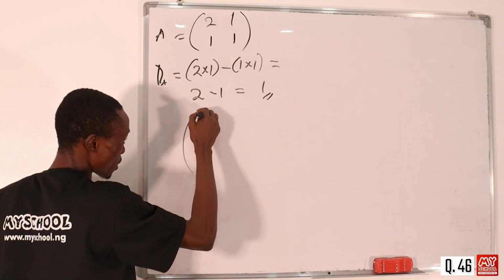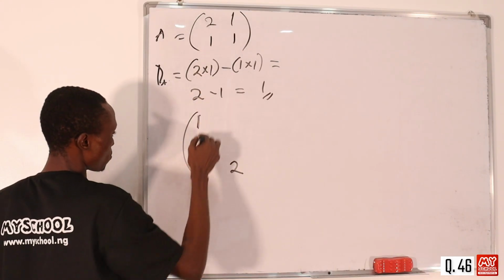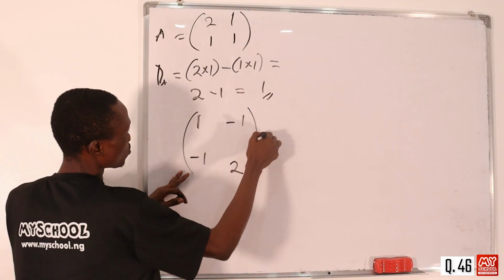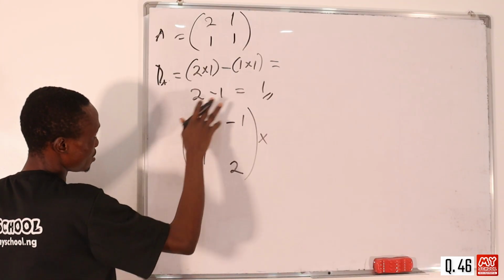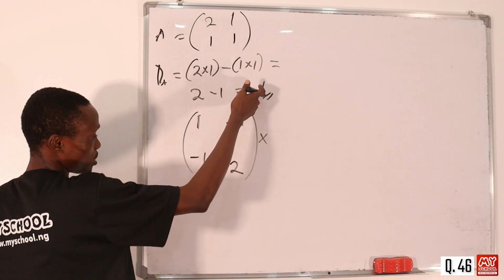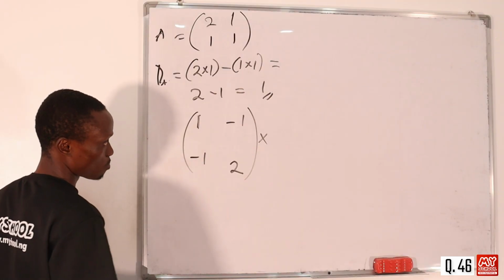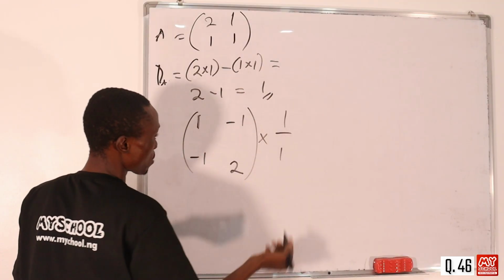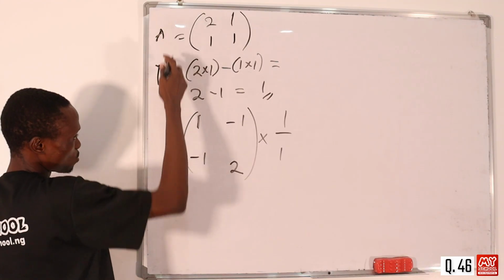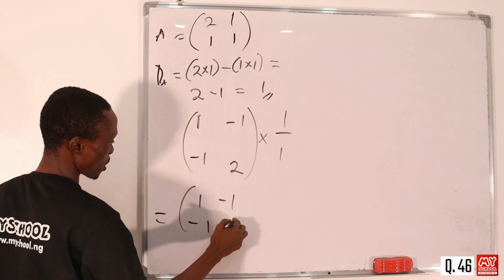So here we'll have 1, and here we'll have 2. Then if we multiply the 1 and 1 by minus 1, we're having minus 1 and minus 1. Then the next step is to multiply this by the inverse of the determinant. The inverse of the determinant means 1 over the determinant. So you'll have 1 over 1. Remember that 1 over 1 is still 1. So the inverse of this matrix is 1, minus 1, minus 1 and 2.